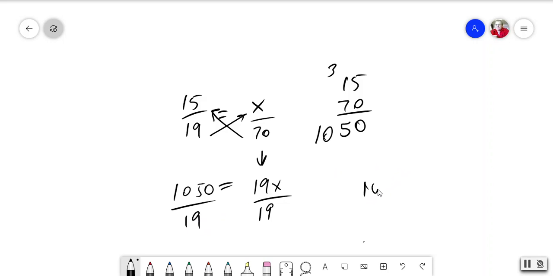And that is basically a straightforward long division problem, because long division is your friend, just like fractions. 19 will go into 105 about 5 times. 5 times 9 is 45. 5 times 1 is 5, 6, 7, 8, 9.